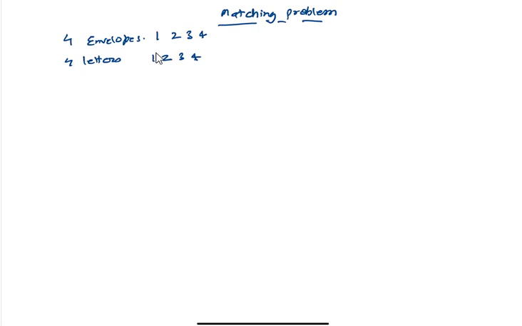The question we have is what is commonly referred to as the matching problem. What matching problem is that? Say you have four envelopes and you have four letters. Envelopes are 1, 2, 3 and 4 and letters are 1, 2, 3 and 4. How many ways can the letters go into the envelopes?